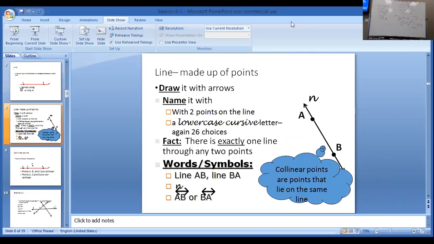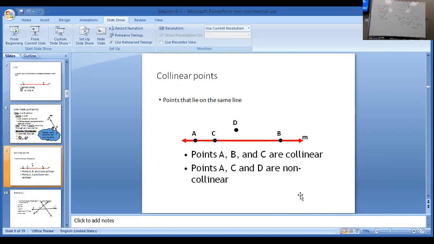If we can identify two points on any line, then we can call that line by those two points. Like here, this line, you can either call it N, small letter n, or line AB or BA with a two-sided arrow at the top. And these two points, A and B, are called collinear because they are on the same line. For example, when we look at these lines, points A, C, and B are collinear, but not D on line N.